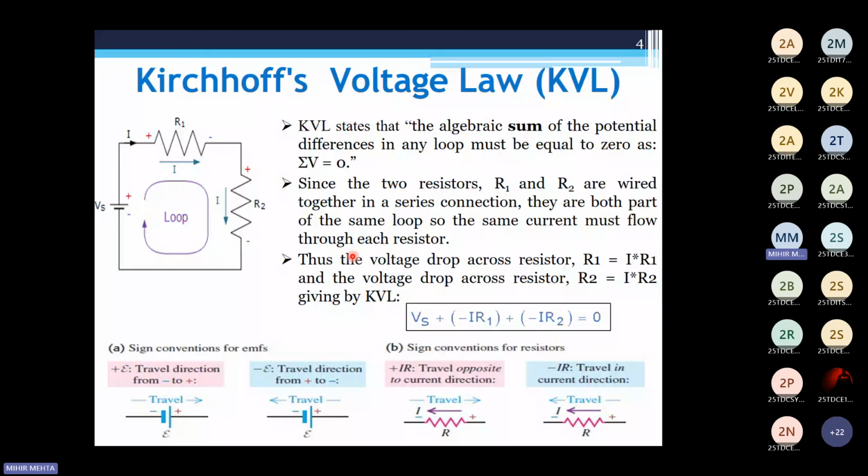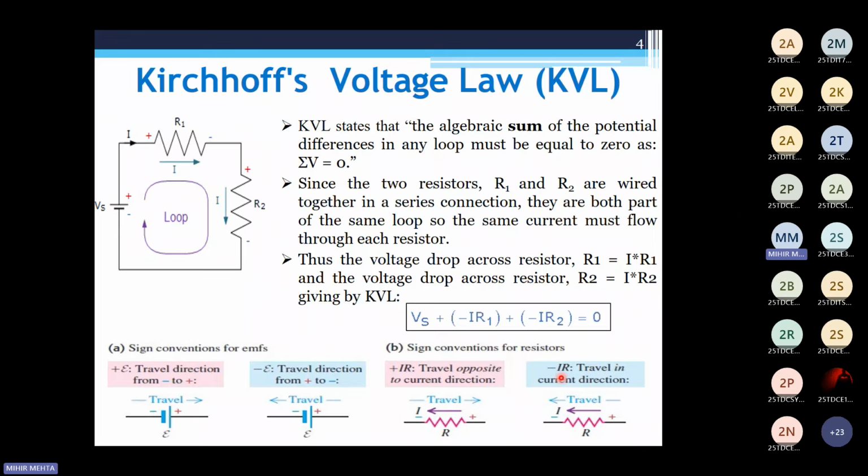Now talking about the voltage drop conventions. Here we are talking about the sign conventions for the voltage drops which occur across your resistors. If you are moving in a particular direction, that is the loop direction, the direction of travel. When your loop direction is opposite to that of your current, you take the voltage drop as positive IR. But if you are traveling in the same direction as the current, then we consider that as negative IR, or the voltage drop is considered negative.